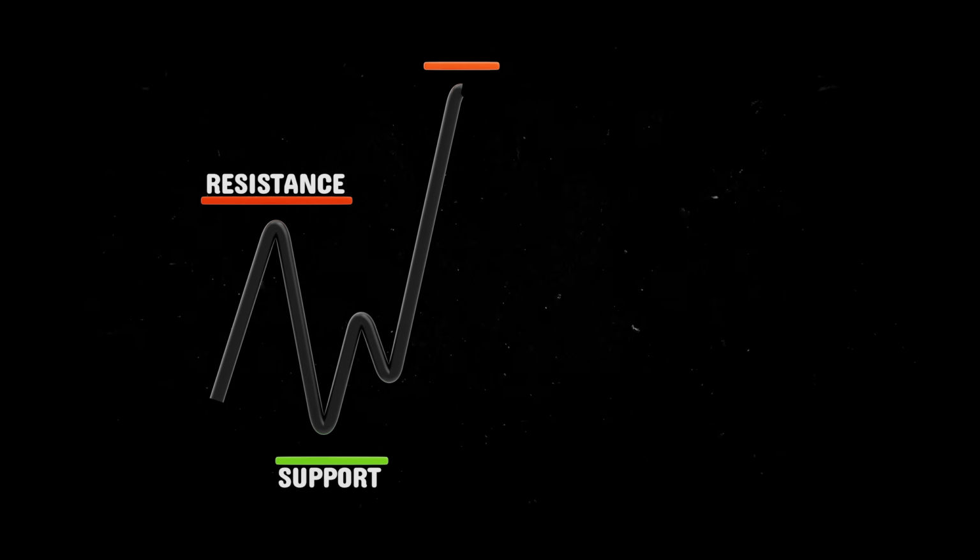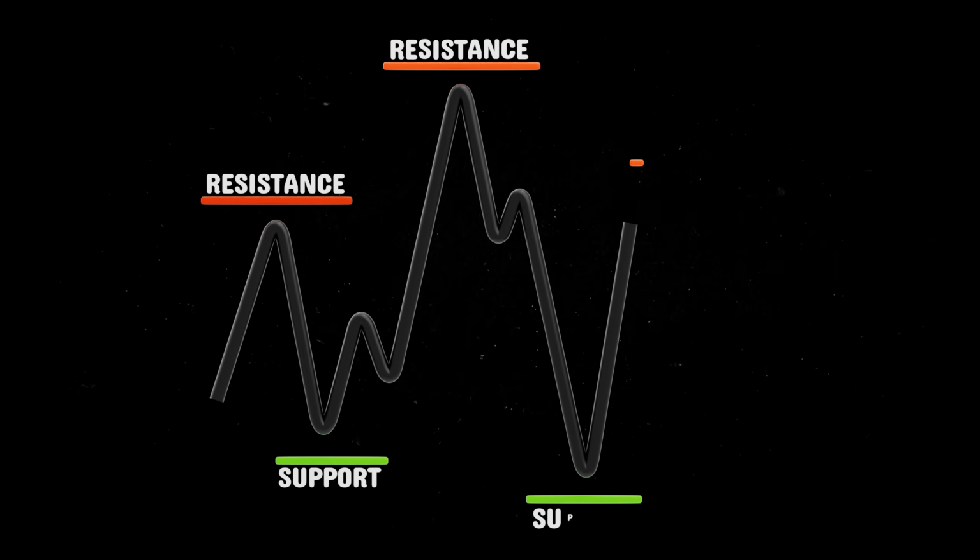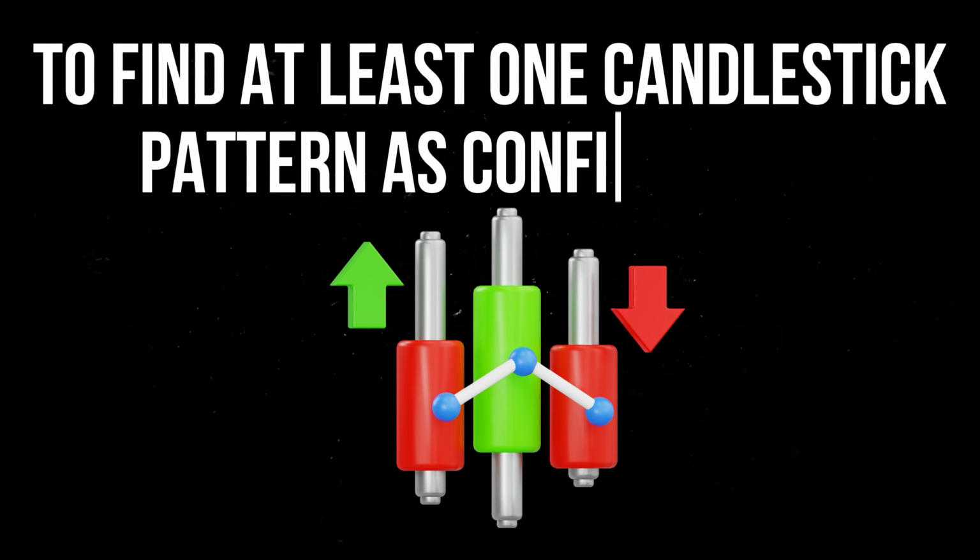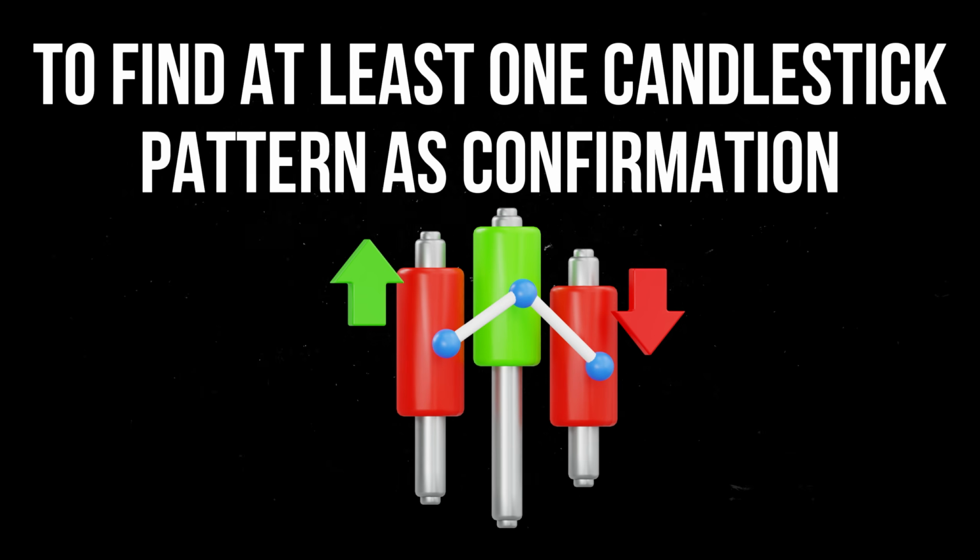Now let's discuss a complete action plan for entering a trade. First, we find on the chart the moment when the price is as close as possible to the support or resistance level. Second, at the same time, the price should be as close as possible to the overbought or oversold level. Third, our task is to find at least one candlestick pattern as confirmation. After that, we can calmly open the position using our risk management.